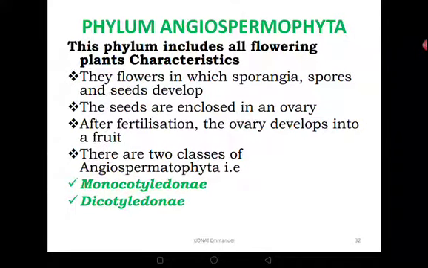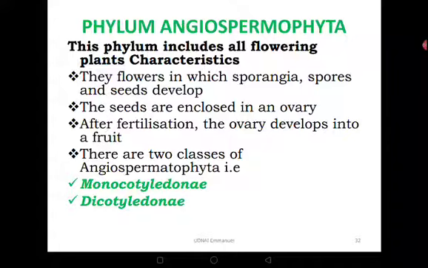Let's go to our last phylum for the plants for now. Phylum Angiospermophyta. Angiospermophyta. Great. This phylum includes all plants that bear flowers. They include all plants that bear flowers, all flowering plants.